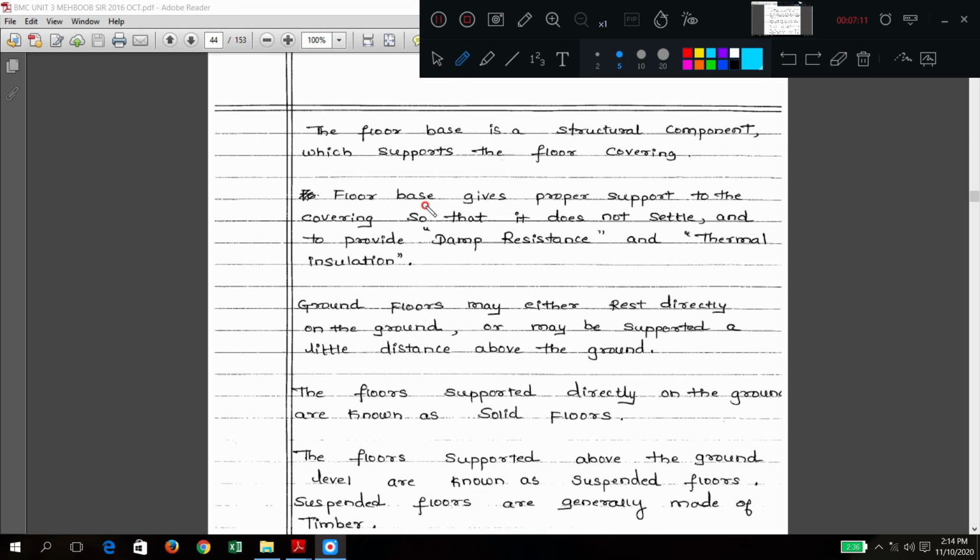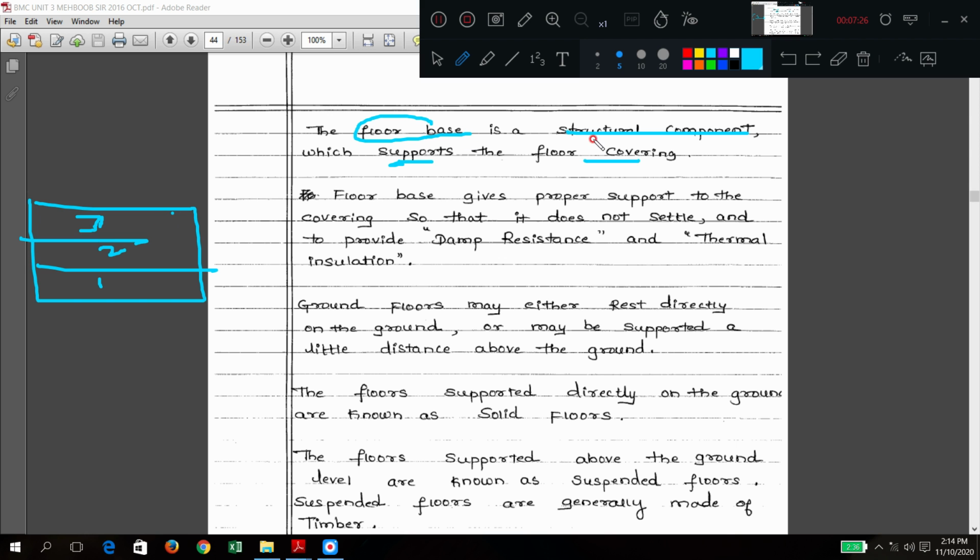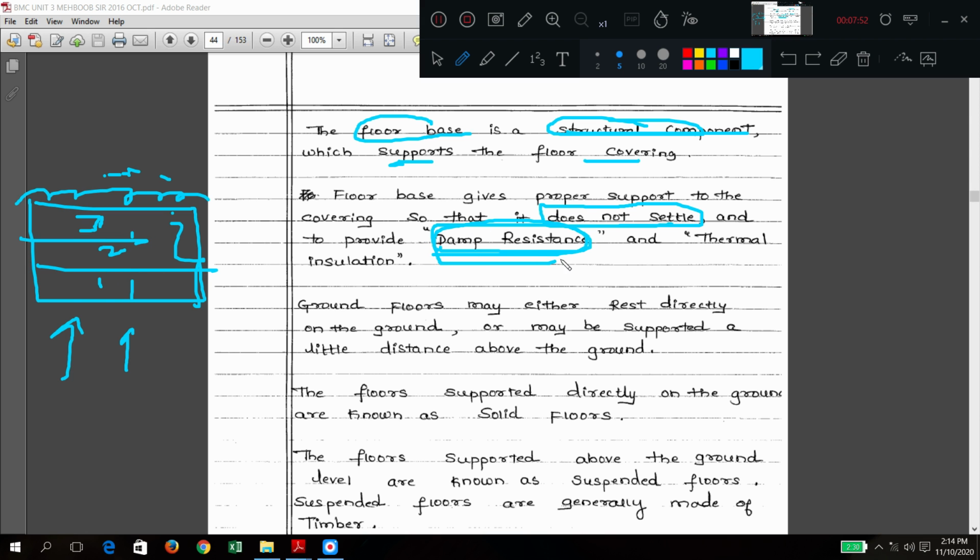So here what we are going to discuss: floor base is a structural member which supports the covering. Obviously the base, all the three layers, earth, lean concrete, normal concrete, act as a support or structural component for the covering. The main function is that it is not going to settle. And it also acts as damp resistance, such that moisture will not come from the bottom to the tile surface. To stop that water, you are putting the three layers, so they also act as damp resistance.